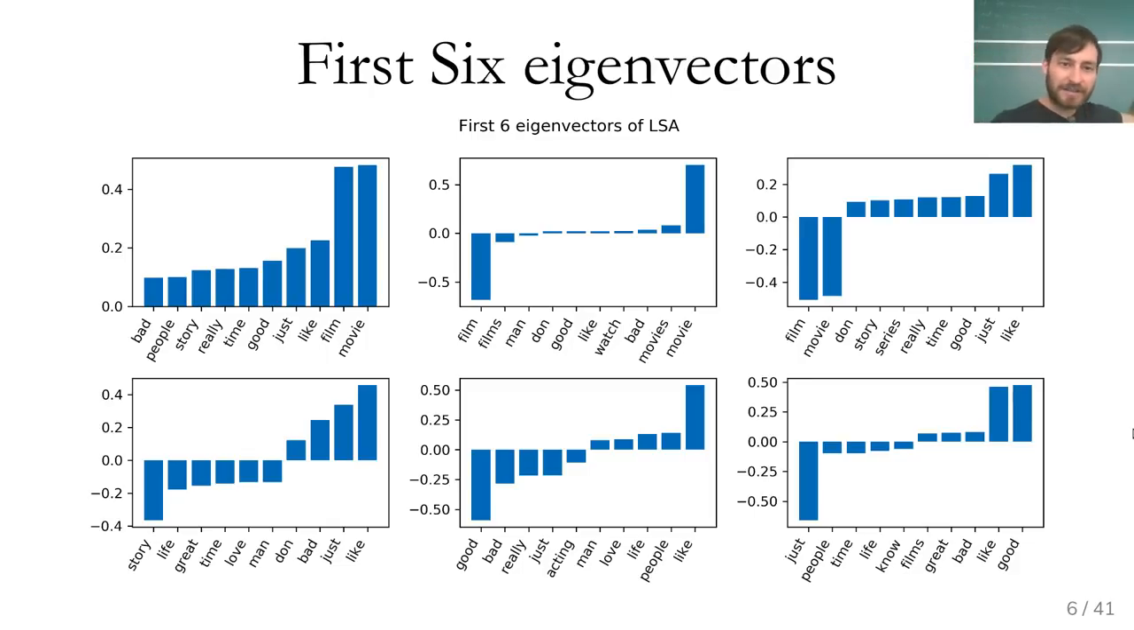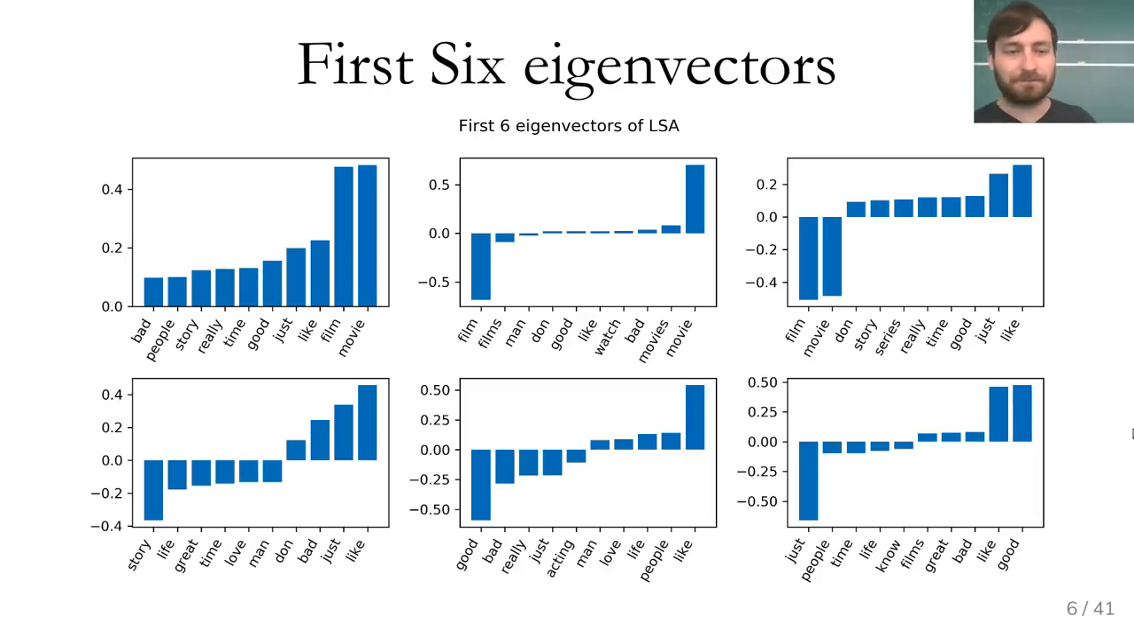What I find quite interesting is that the second component basically captures whether someone uses the word film or movie. So you see a negative film and films and a positive movie and movies, and these are much bigger than all the other coefficients.